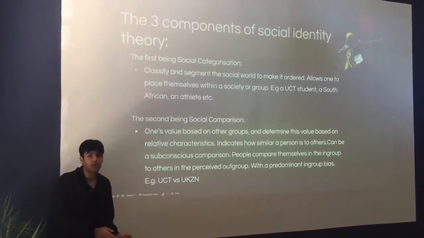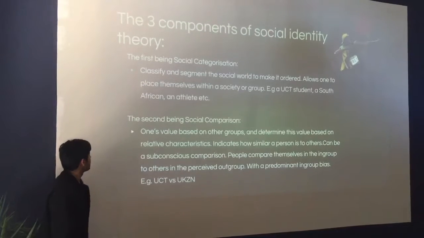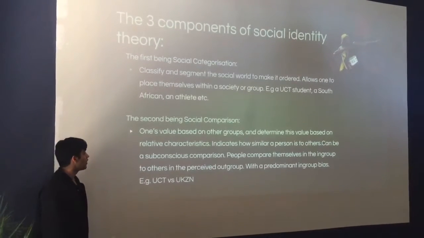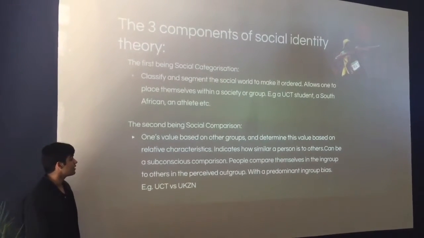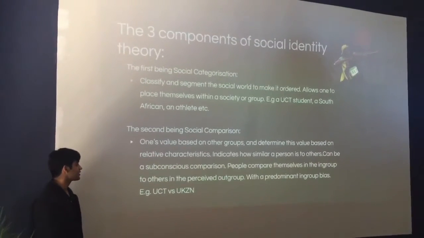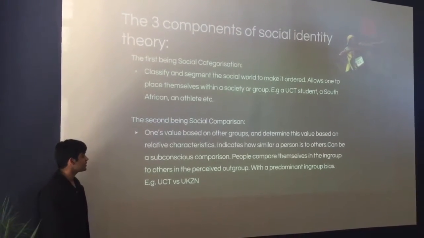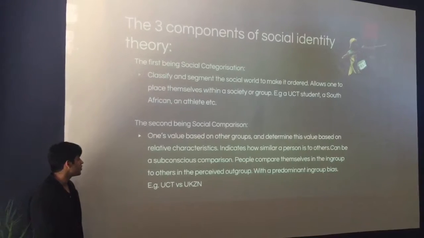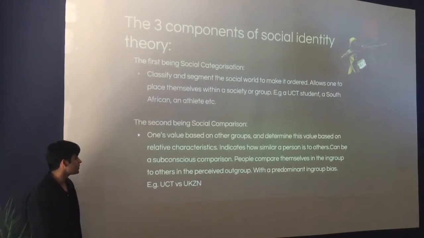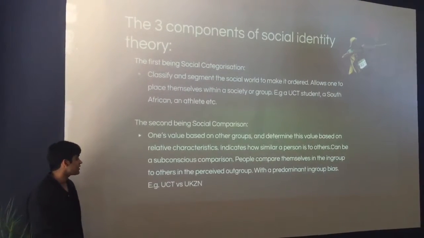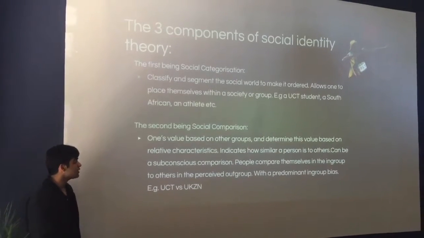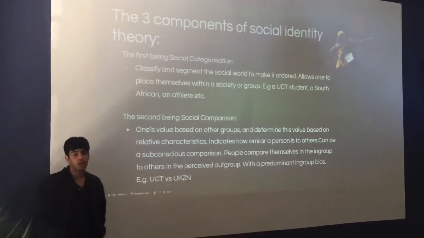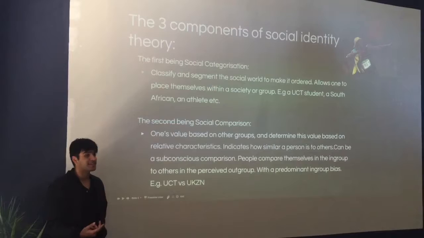If one is good at sports, one might consider themselves an athlete. The second is social comparison. One determines their value based on other groups, using relative characteristics. It indicates how similar a person is to others, and can be a subconscious comparison. People compare themselves in the in-group to others in the perceived out-group, with a predominant in-group bias. For example, UCT versus UKZN students.